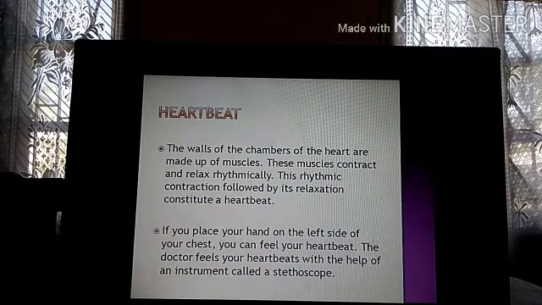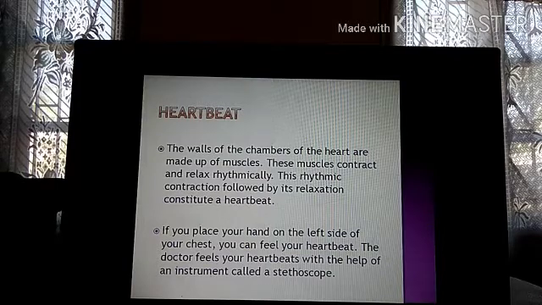Okay, with the help of a stethoscope, you can hear your heartbeat. The doctor feels your heartbeat with the help of an instrument called a stethoscope. I think you know, whenever you are having any kind of fever, what happens? The doctor actually checks you, isn't it? With the help of your stethoscope.